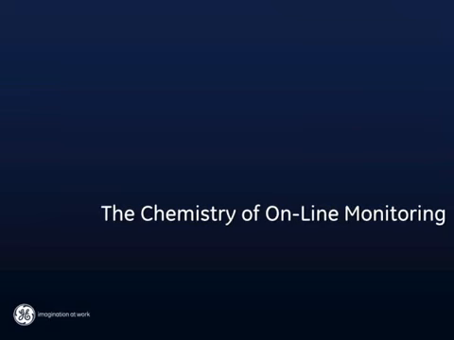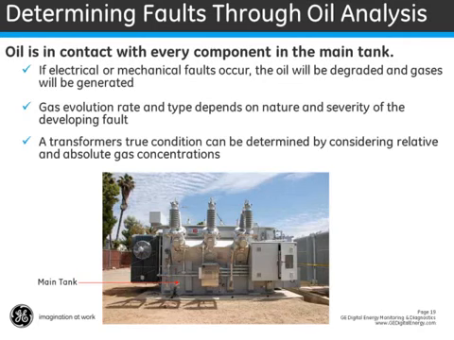Okay, thanks, Al. So we will take a look now at the chemistry of online monitoring, and in particular, we're going to look at the oil and the paper insulation in the transformer, the analysis of that, and we'll focus a little bit on the dissolved gas analysis. So oil is in contact with every component of the transformer internally. Any thermal or electrical stress occurring in the tank will be detectable in the dissolved gas signature of the oil. So by accurately measuring the dissolved gas content and analyzing this information, it is possible to diagnose a fault.